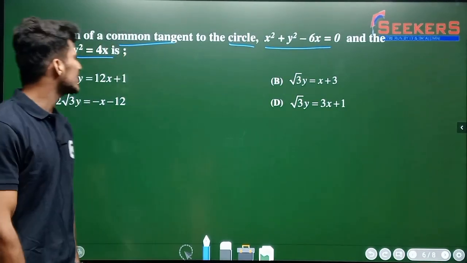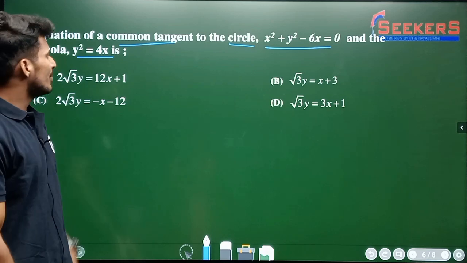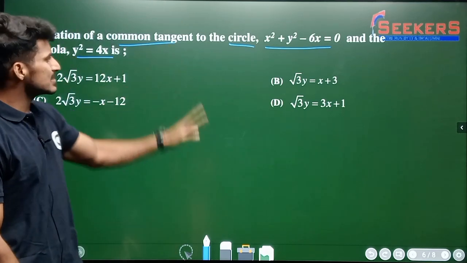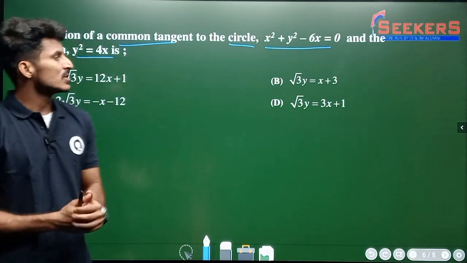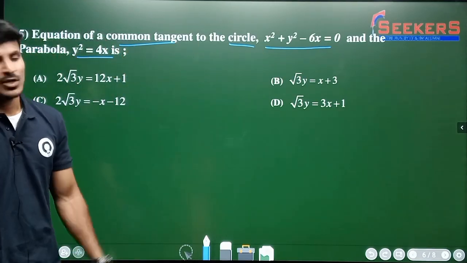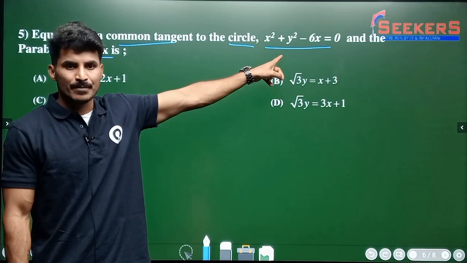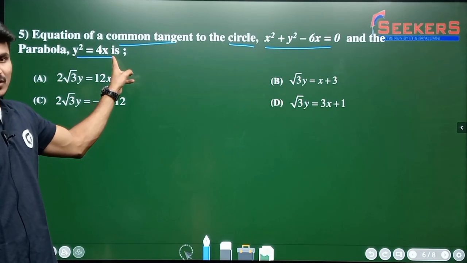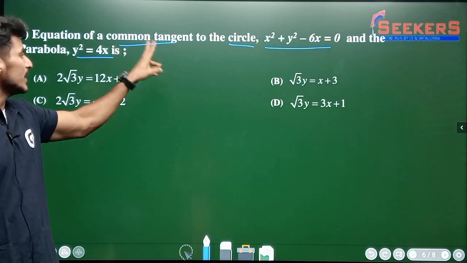Nowadays they started asking based on common tangents as well. So it's a very simple question; you can make a common tangent very simply. Common tangent is nothing but basically, I'll tell you one simple logic. See, a circle and a parabola are given to you. So we know the equation of a tangent with respect to a circle in slope form, and the equation of a tangent of a parabola in slope form.